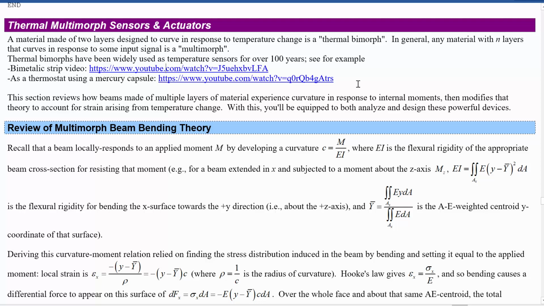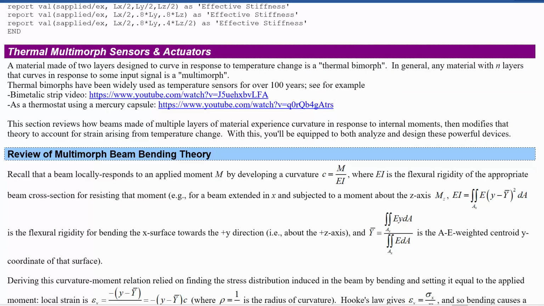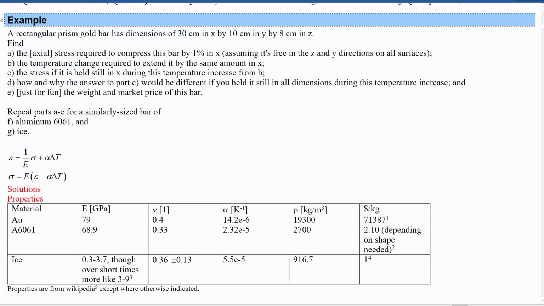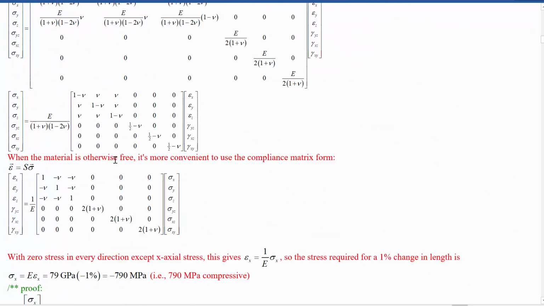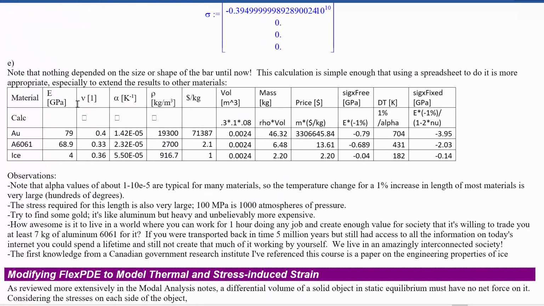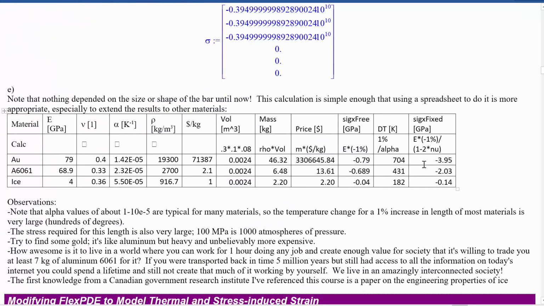Even though, if we go back to this previous example and think about it a little bit, let's just consider the numbers in this gold bar. We needed to heat it up by 704 degrees to get it to change in length by only 1%.